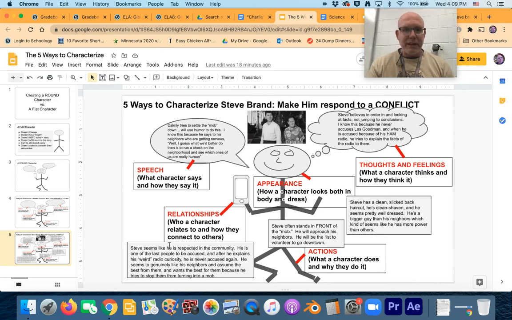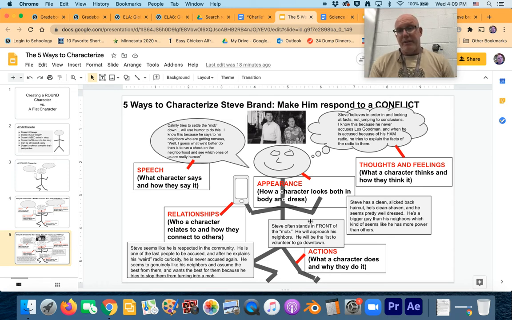Oh, I mean, Steve is respected, man. He's always the first to volunteer. They ask him questions. Everyone looks to him as kind of the leader. He definitely likes his neighbors because he's defending them, and he doesn't want them to make bad decisions. So he's obviously well respected. He's probably lived there a while.